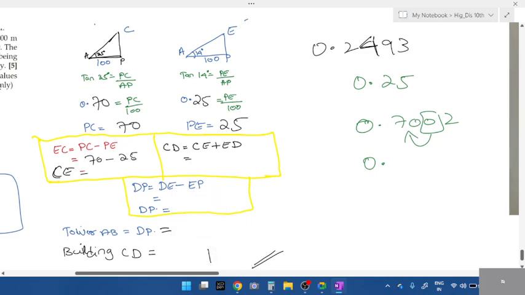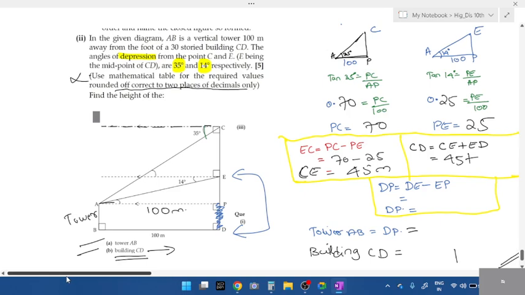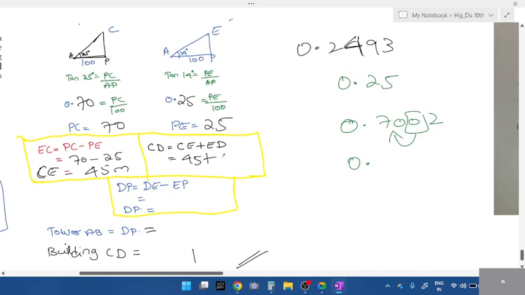So you get 45 meters. CE value. What is CE? 45 plus ED. ED is also the same. If E is the midpoint, ED is also same. 45 plus 45, 90 meters. DE is 45 minus EP. EP is 25, 20 meters. So this is 20 meters and building CD is 90 meters. This is the answer.